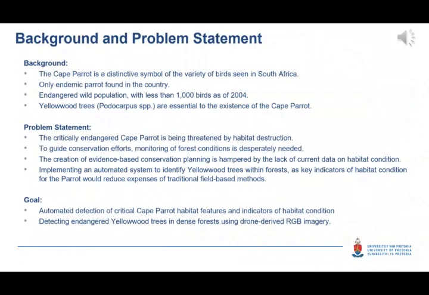Just a bit of background to our project. The Cape Parrot is unique to South Africa, but it's critically endangered with less than 1,000 birds remaining. The survival relies on yellowwood trees, which is critical to their habitat. To support conservation, monitoring forest conditions is crucial, but there's a lack of data which hampers efforts. By using drone-derived RGB imagery, we can automate the detection of yellowwood trees, which reduces the cost of traditional field-based methods and enhances conservation planning for the Cape Parrot.